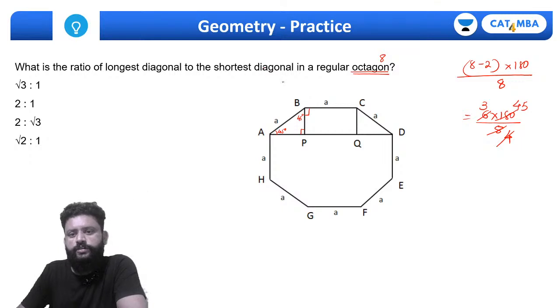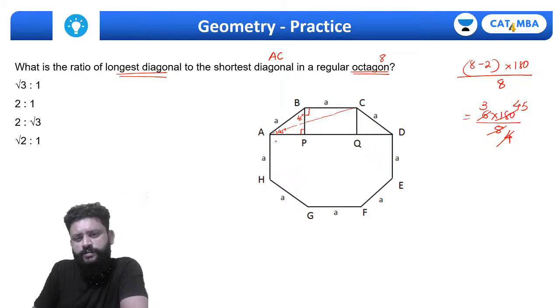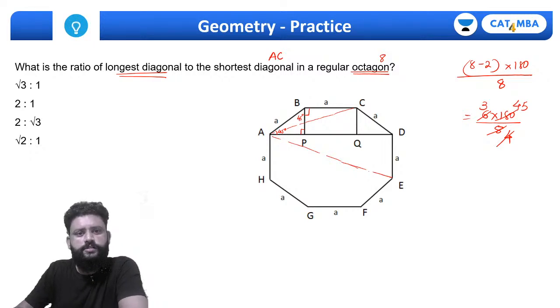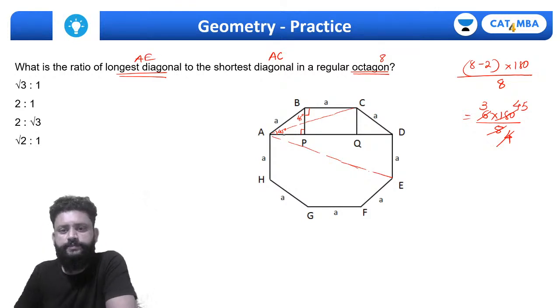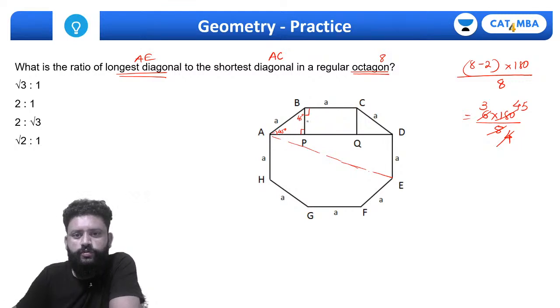शॉर्टेस्ट डायगोनल मैं लिख देता हूँ. शॉर्टेस्ट डायगोनल मीन्स we need to find, you can say AC हमें ढूंढना है, and the longest diagonal can say AE. Longest diagonal AE. Okay, let's try to get the value in terms of A. We'll try to calculate. Okay, so for the time I'll just erase this part.